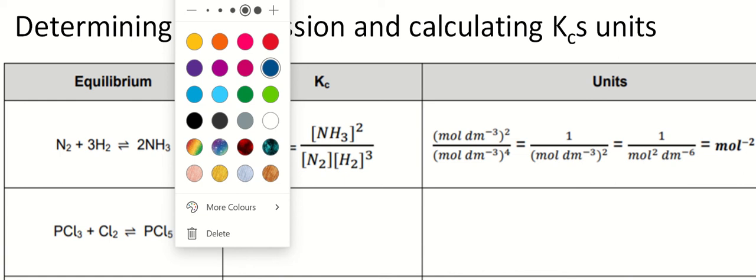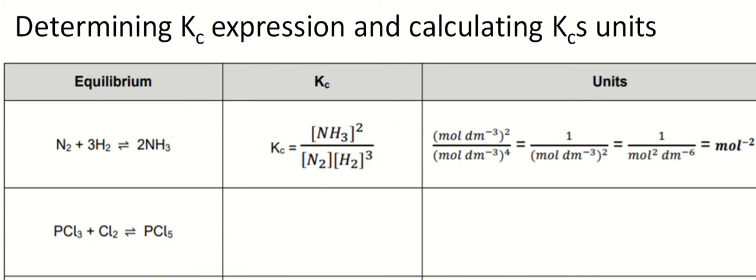We're just going to go through really simply how to work out the KC expression, which was in the last video anyway, and how to work out the units for KC. Not that the units mean that much for KC, but you are asked to work out the units for KC, and it's basically to make sure that everything cancels out in your equation. So we'll go through one of them as well.